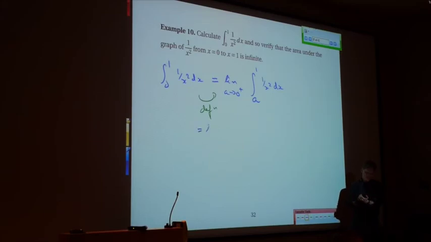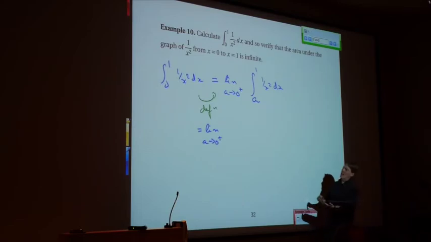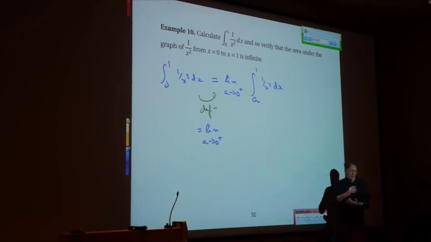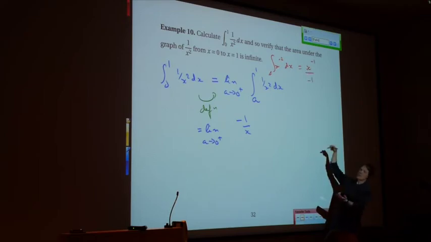And same as before, copy the limit, we'll evaluate that limit last. Focus our attention on the integral. Antiderivative of 1 over x squared is what? Negative 1 over x. Absolutely. This is better known as x to the negative 2. The integral of x to the negative 2 is x to the negative 1 over negative 1, or negative 1 over x.